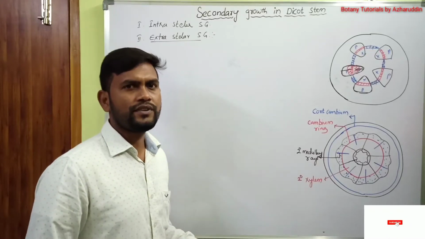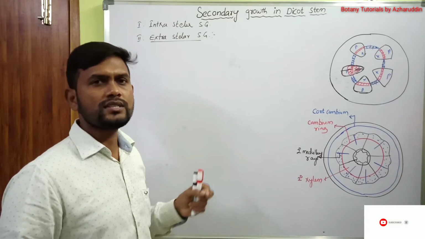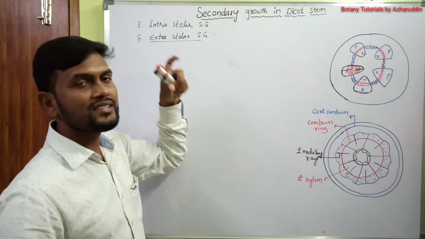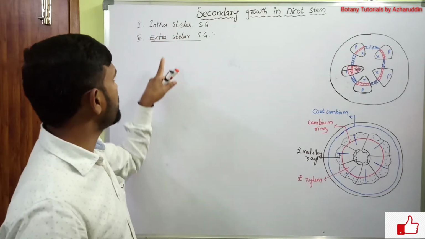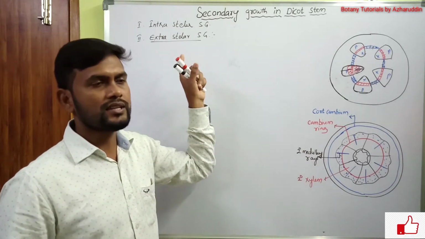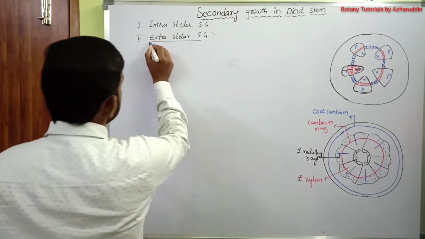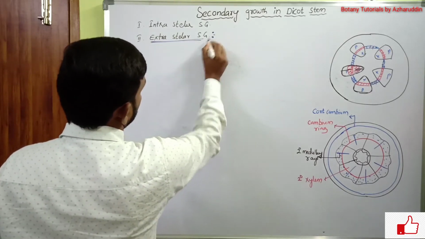Hello everyone, in the previous class we learned about intrastellar secondary growth. That is, secondary growth occurs inside the stele. Today we will learn about extrastellar secondary growth. That means the secondary growth occurs outside the stele.